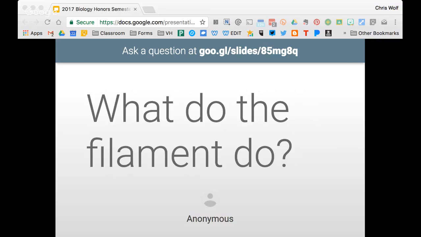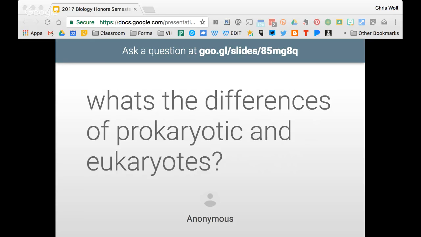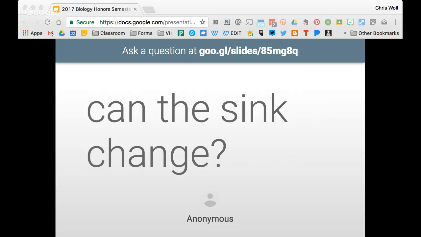Difference between prokaryotes and eukaryotes. Are you kidding me? That was a first semester topic. Prokaryotes don't have a nucleus. Eukaryotes do. That's the main difference you need to know. Can the sink change? Yes, depending on where the plant needs the sugar.